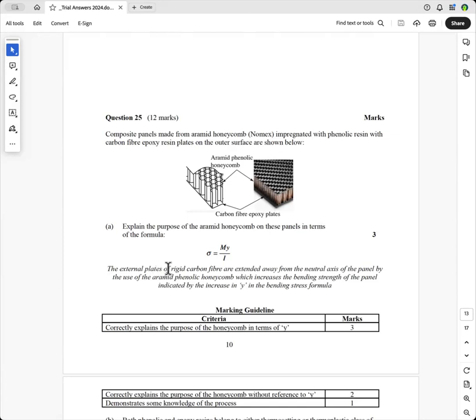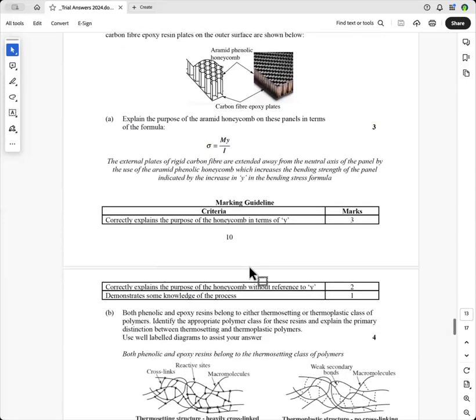The external plates of rigid carbon fiber are extended away from the neutral axis of the panel by the use of aramid phenolic honeycomb, which is lightweight, high specific strength. It increases the bending strength of the panel, indicated by the increase in Y in the bending stress formula. You've got to relate it to the bending stress formula.